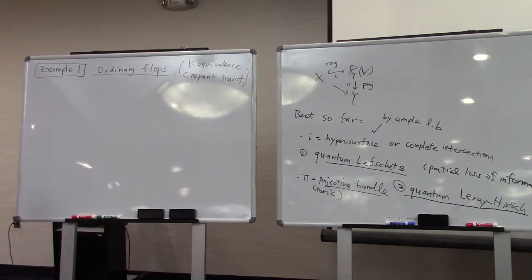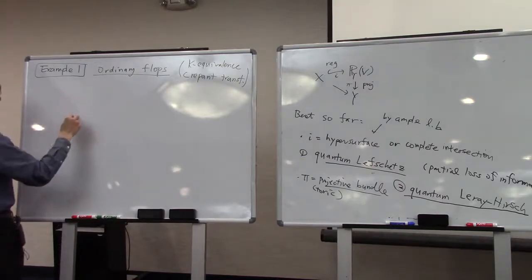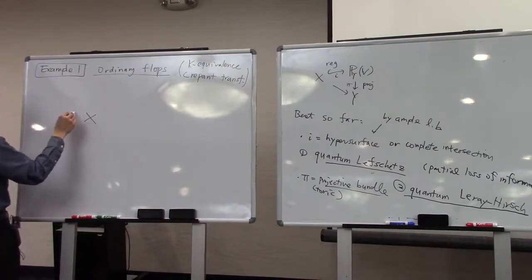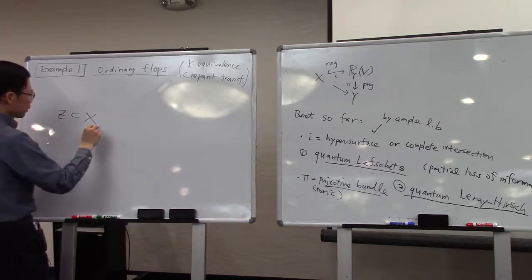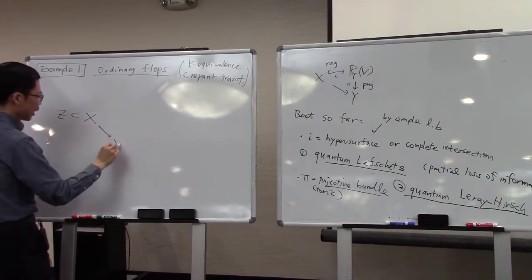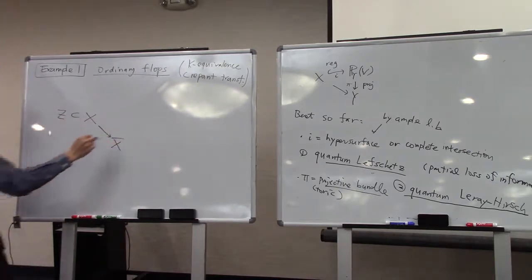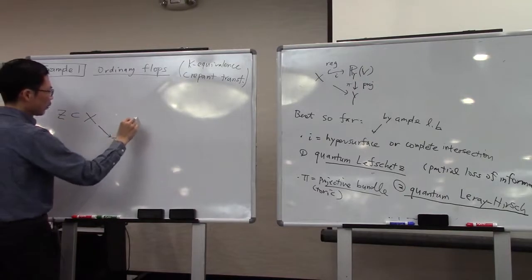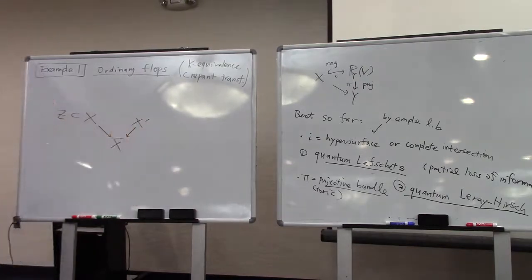Oh, what is this? So this will use three of the four tools I mentioned. You start with your space X, and X has the flopping contraction to X bar, and then you want to compare with the Gromov-Witten theory of X prime, which we call a flop.